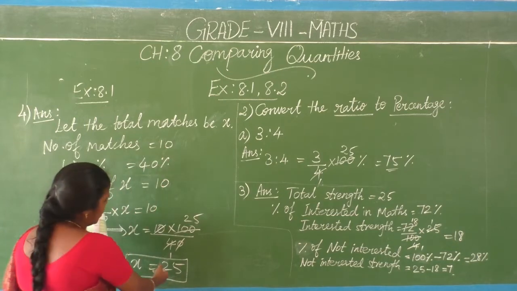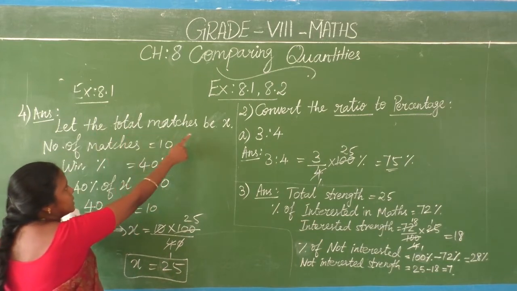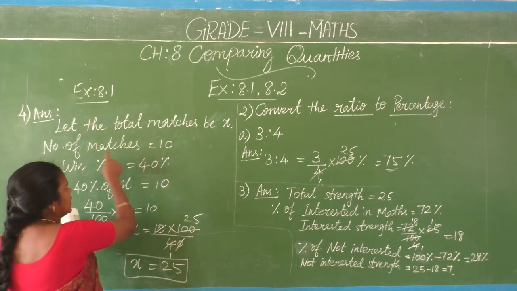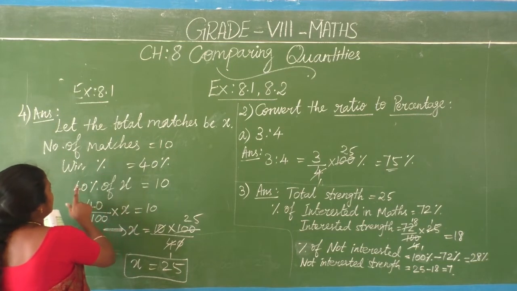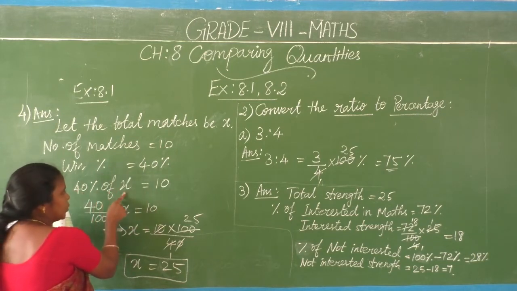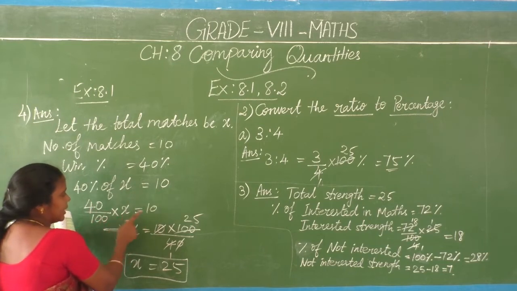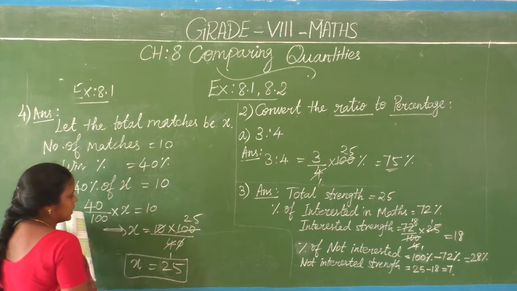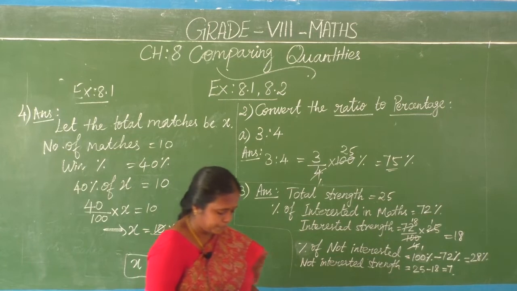So like this only. What I did, I considered the total matches as X. Winning percentage is 40, number wise 10. So how are the steps coming here? 40% of the total matches is equal to 10. So 40 by 100 into X equal to 10. So if you want X, take this reciprocal while shifting to the opposite direction, at that time our answer is 25. Okay.